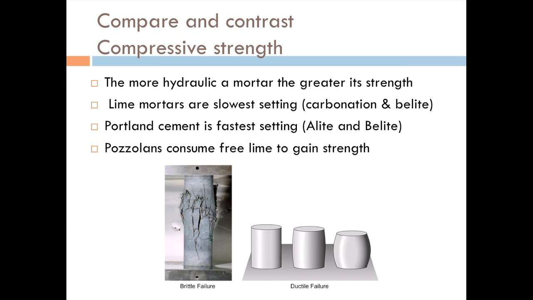Let's see what we have here. Okay, so if we can compare all these different things that I talked about, just to kind of sum it up, the more hydraulic a mortar, the greater its strength. And that's because of the more B-lite or A-lite or whatever it may be. The lime mortars are the slowest setting. That's because they use carbonation and B-lite, which is the slowest setting chemical composition that's occurring. Portland cement is the fastest setting that has A-lite. That's what gives the very high early strength in a mortar. And then pozzolan consumes the free lime, which is something I want to touch on.